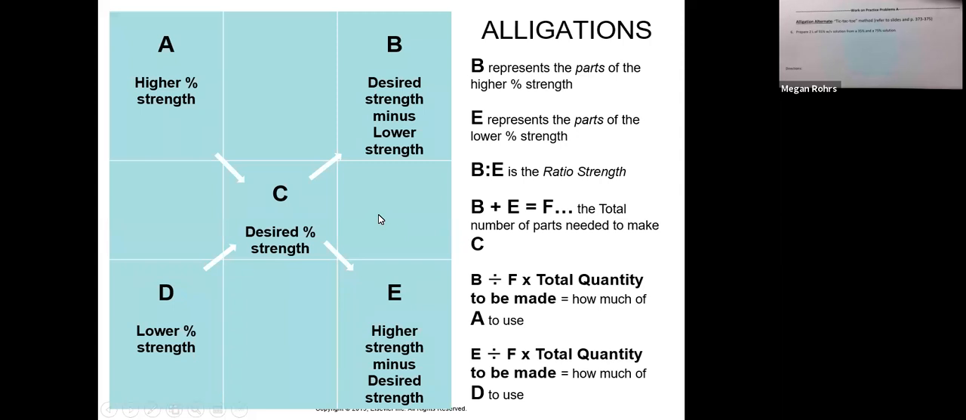I know this probably looks overwhelming at first, but I promise it's not that bad. It's called the tic-tac-toe method because we're always going to start out by drawing a tic-tac-toe board. We're going to start by putting the higher strength solution in the top left, the lower strength solution in the bottom left, and then our desired strength right in the middle. And then from there, we're going to determine how much of each solution is needed to make our final desired quantity. The easiest way to do this is to just jump right into an example.